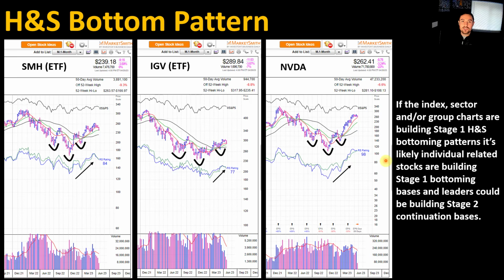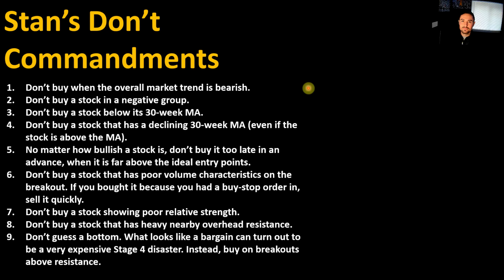Interesting, right? So in the next slide, we're going to be going into Stan's don't commandments. What are Stan Weinstein's don't commandments? Let's go into it. There's 9 of them. Don't buy when the overall market trend is bearish. Don't buy a stock in a negative group. Don't buy a stock below its 30-week moving average. Don't buy a stock that has a declining 30-week moving average, even if the stock is above the moving average. No matter how bullish a stock is, don't buy it too late in an advance when it is far above the ideal entry point.